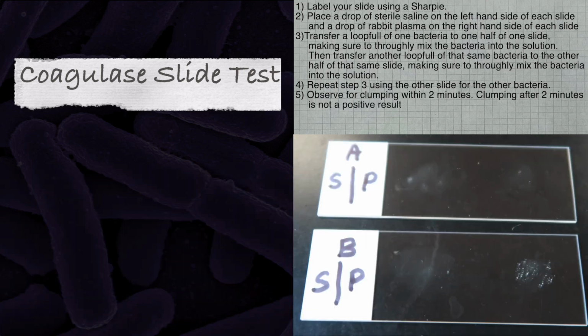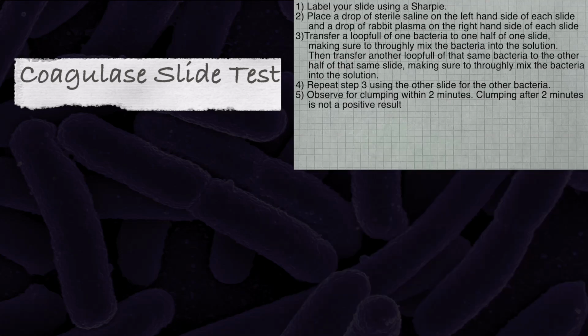Next, please observe for clumping within 2 minutes. Clumping after 2 minutes is not a positive result. In these examples, slide B with the plasma is a positive result, demonstrated on the lower right of this image, whereas slide B with the saline, slide A with the saline, and slide A with the plasma are negative results.